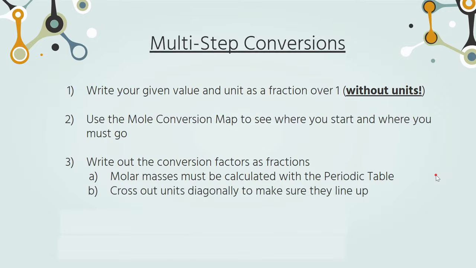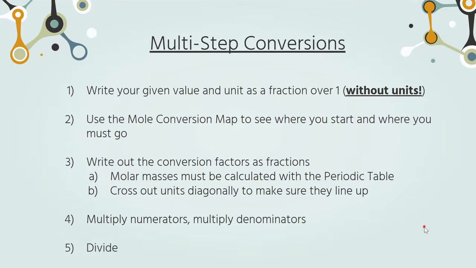You then cross out your units diagonally to make sure they line up and they cancel. Multiply your numerators to get a combined numerator. Multiply your denominators to get a combined denominator. And then divide, and that should get you your final answer. I hope this helps you with multi-step conversions.